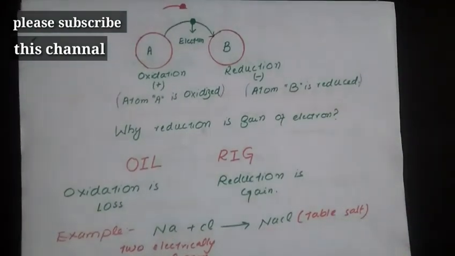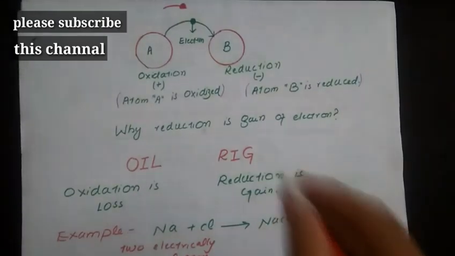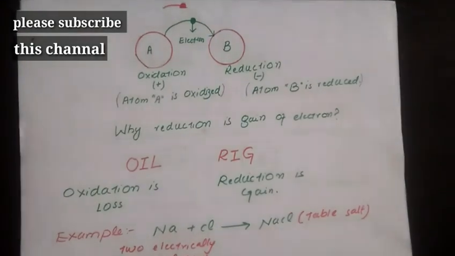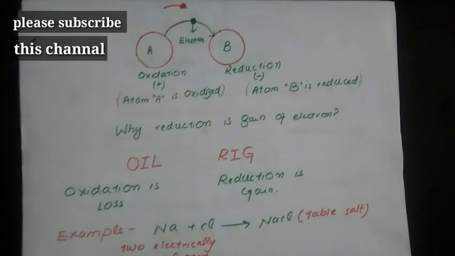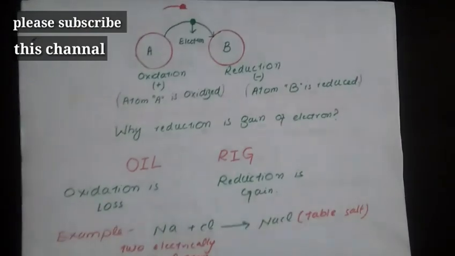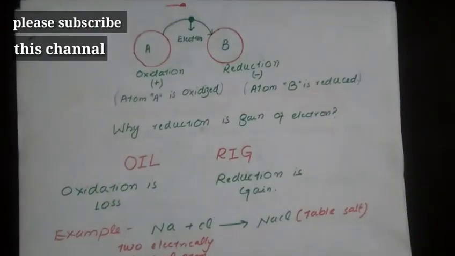A basic introduction. Now the question arises here, why is reduction the gain of electron? Because how could something be reduced when you add something to it, right? So the answer is electrons have negative charge, right? So if you add electrons to something, the charge goes down. The more electrons you add, the lower the charge becomes, and hence it gets reduced. So that's why reduction is the gain of electron, right?